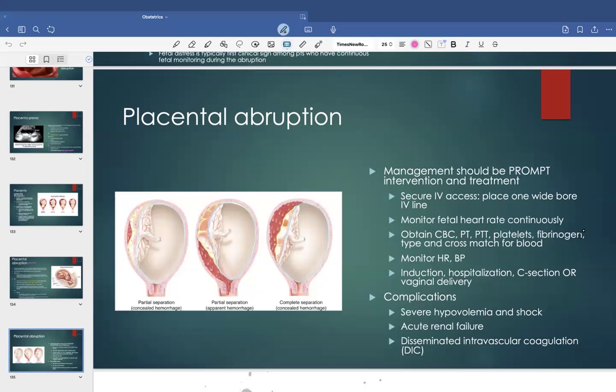Some of the complications might be severe hypovolemia and shock, which could then lead to some acute renal failure, or if they work intertwined. Disseminated intravascular coagulation, DIC, is also another complication.